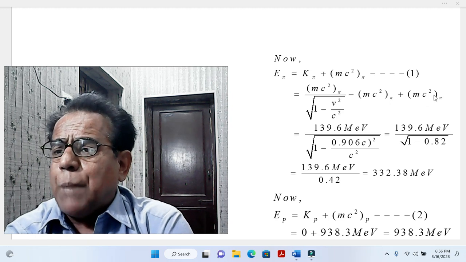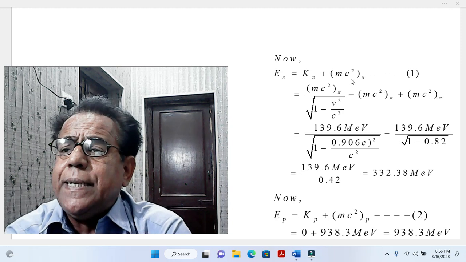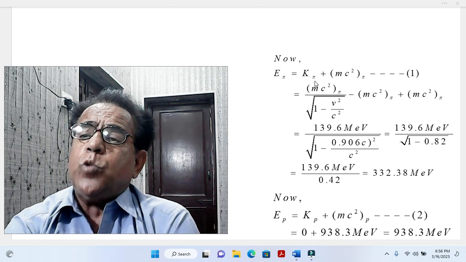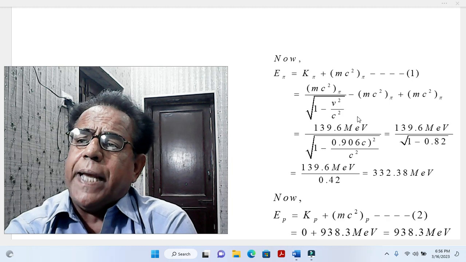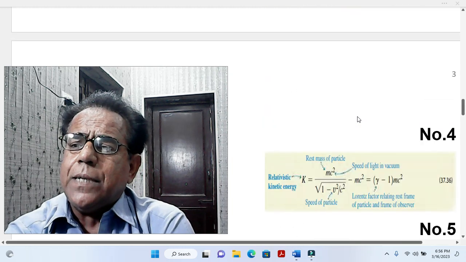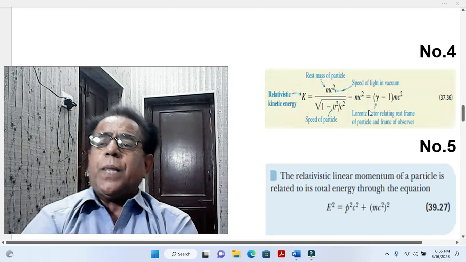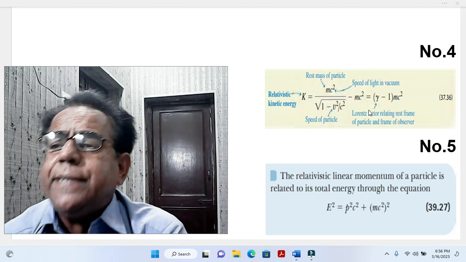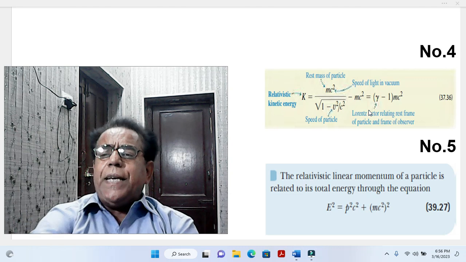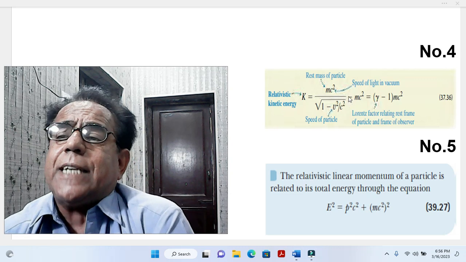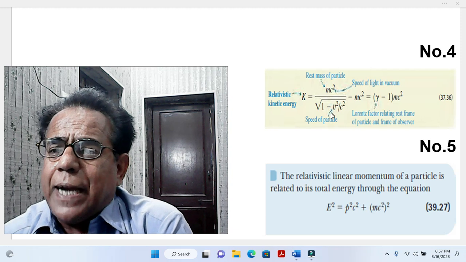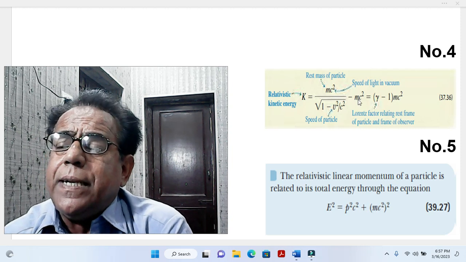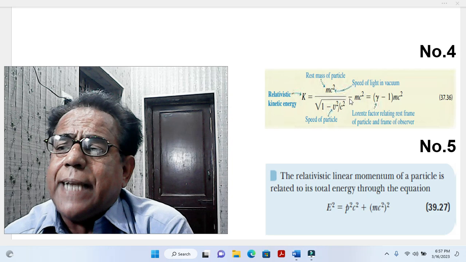Okay, this mc² of the pion is what appears in equation number 1, while this mc² is in place of K pi. We once again go to that tool where relativistic kinetic energy K is equal to mc² over the square root of 1 minus v² over c², minus mc². Okay, so we have applied this expression: mc² divided by the square root of 1 minus v² over c², minus mc². And in that equation, plus mc² is present as a part of it.